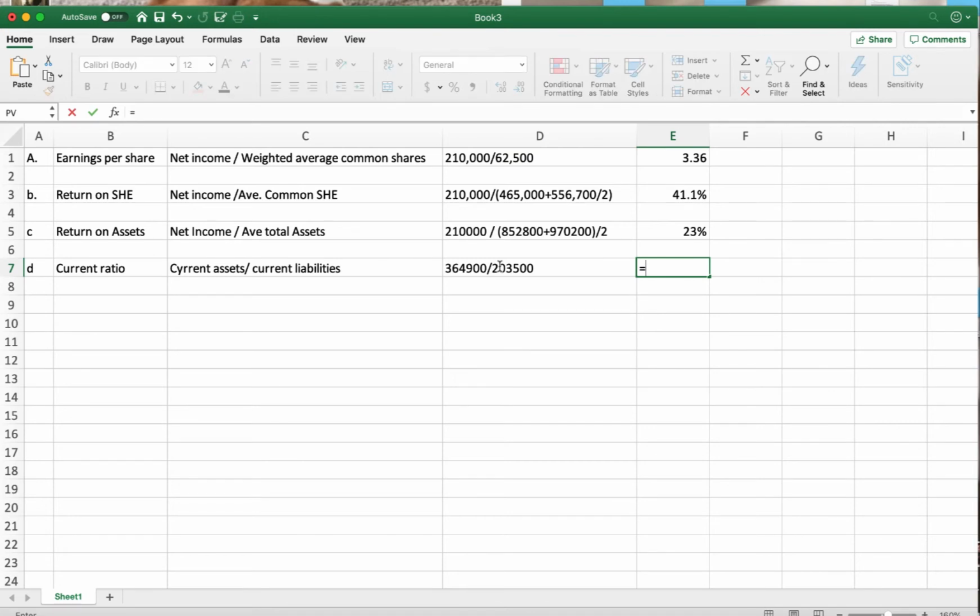We run the numbers, 364,900 divided by 203,500 gives us 1.79, okay? Basically, it's 1.79 to 1. And that measures the short-term debt paying ability of the company. So for every dollar of liability, the company has current assets of $1.79, okay? So again, remember from the lecture video, by itself, that means nothing. If we think about it as a rule of thumb, that's a pretty good number based on the rule of thumb, right?